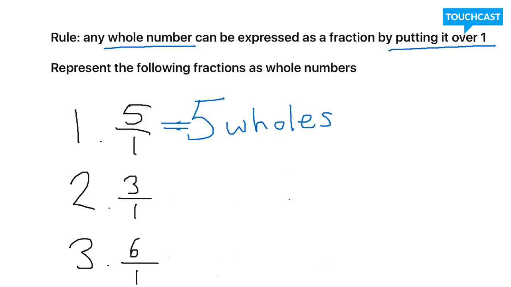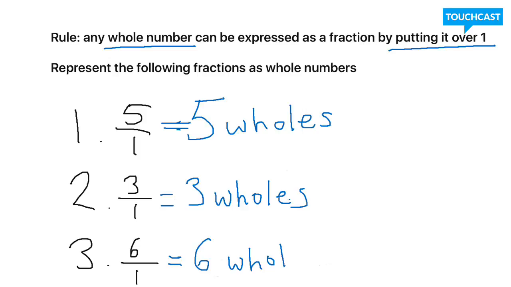All right, we're back, and we're ready to review. Let's take a look. 3 over 1 as a whole number. That whole number over 1, 3 wholes. And we have 6 over 1, that whole number over 1, 6 wholes. Nice job.